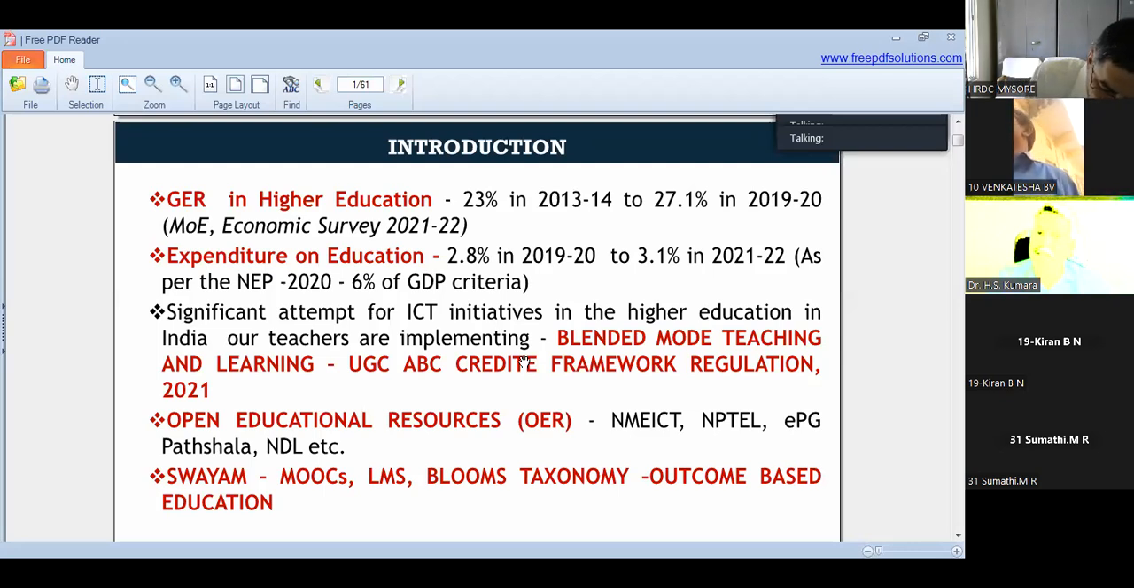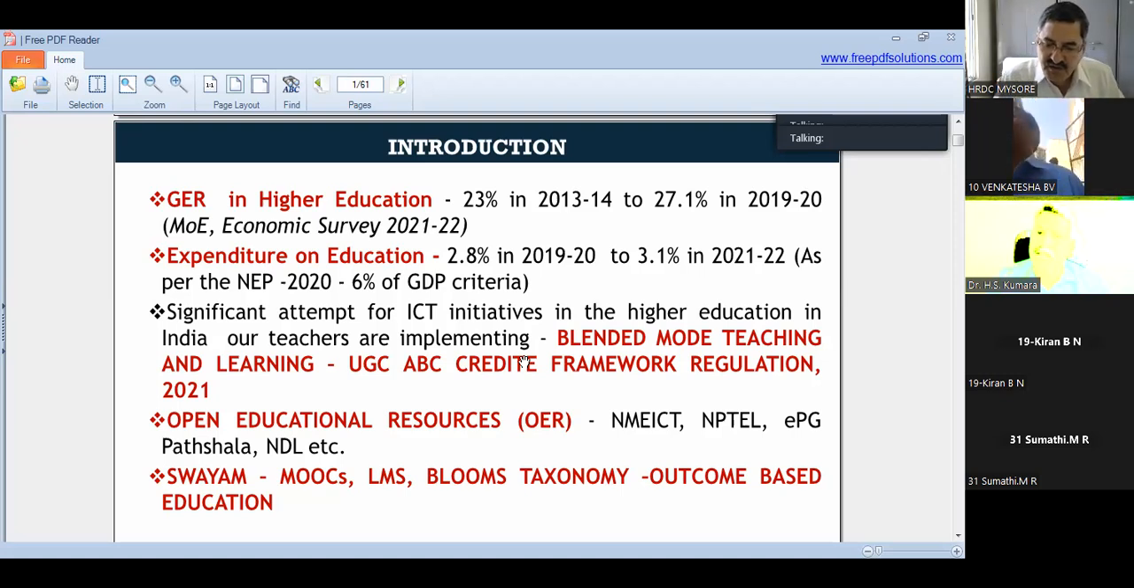This gives flexibility to the student. They can earn credit through online courses, MOOC courses, or Swayam. Then they can incorporate whatever credit they earn, and we call it the Academic Bank of Credit. This regulation is already in place.